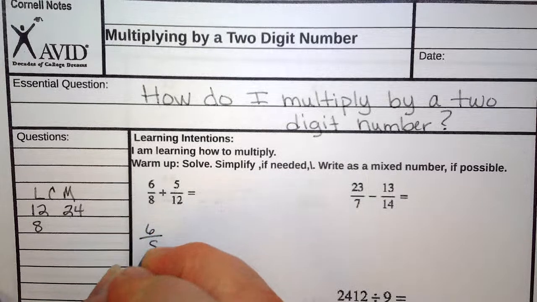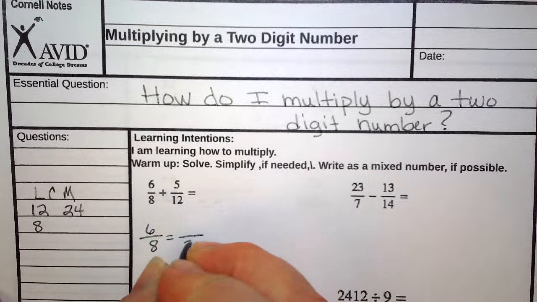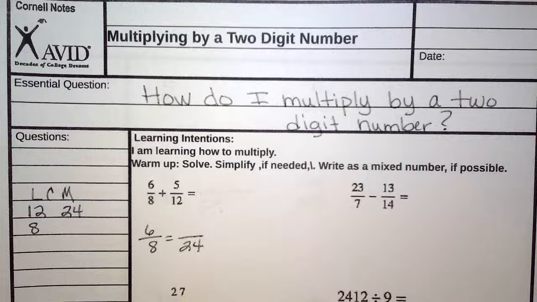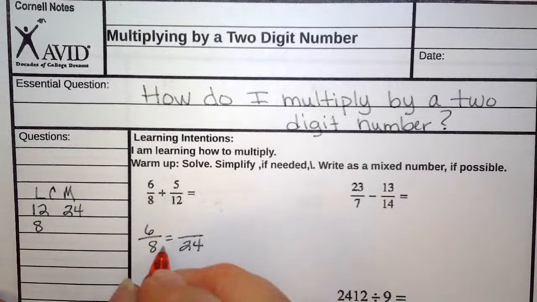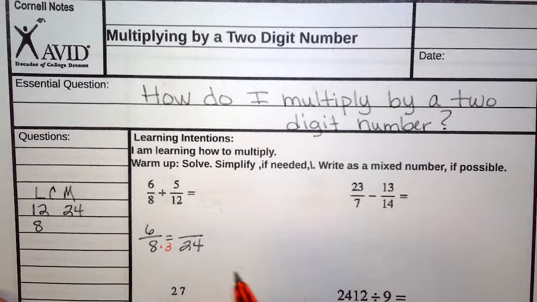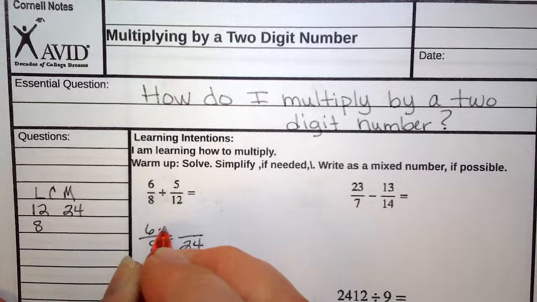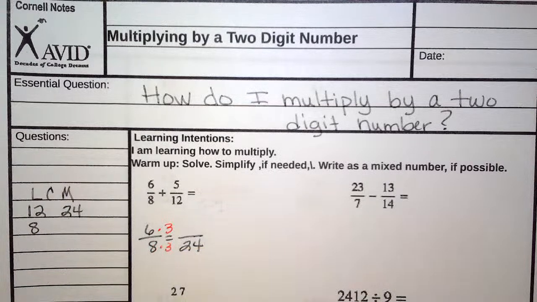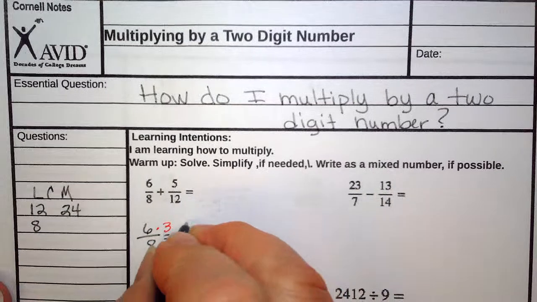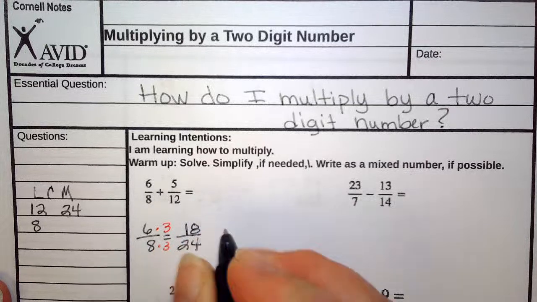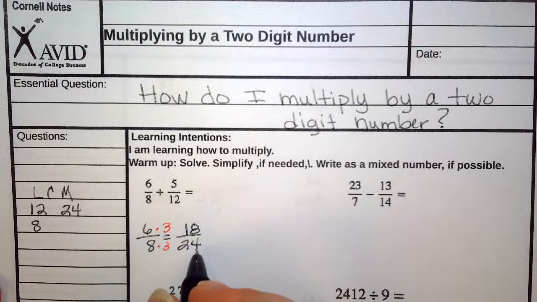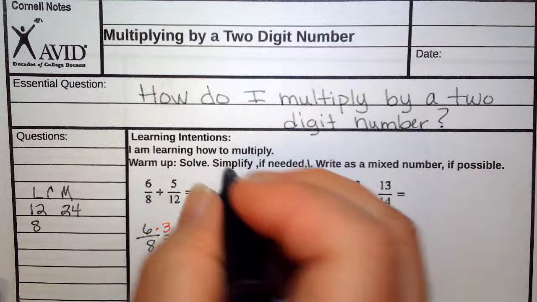6 over 8 equals something over 24. As I'm looking, 8 times what is 24? 8 times 3. 6 times 3, I have to do the same thing on top, is 18. So 18 over 24 is equivalent to 6 over 8.